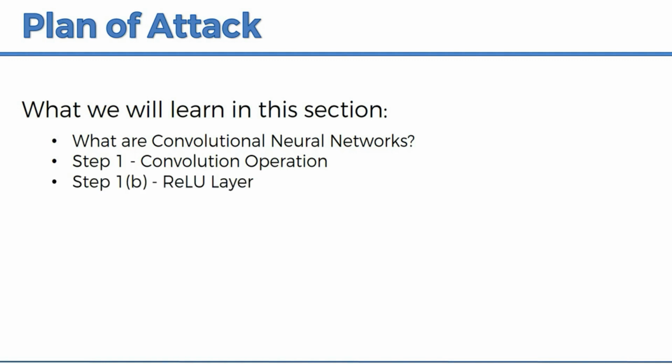Then we'll talk about step 1, part B, the ReLU layer, which is the rectified linear unit. We'll talk about why linearity is not good and how we want more non-linearity in our network for image recognition. Then we'll talk about step 2, pooling, and we'll understand how pooling works. We'll talk specifically about max pooling, and we'll also mention a couple of things about mean pooling or sum pooling and other approaches that you can take to the process of pooling.